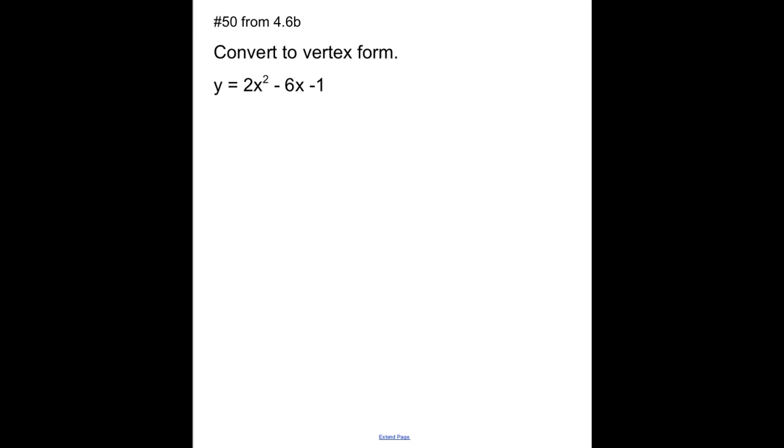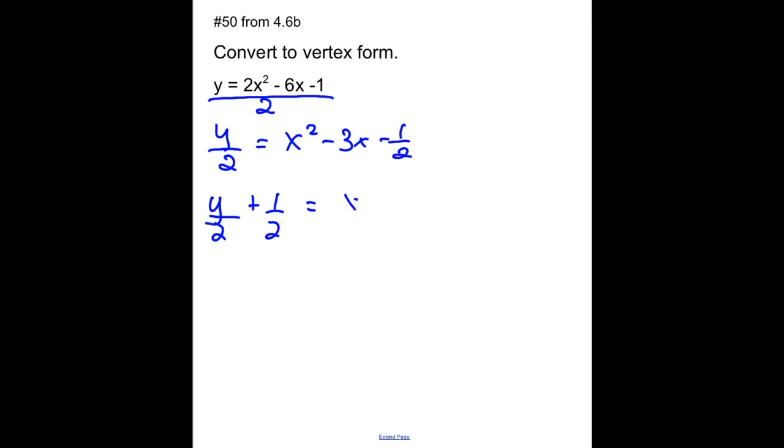Okay? So, first thing, let's say we're going to divide that 2 out. We end up with y divided by 2 equals x squared minus 3x minus 1/2. Okay? What would our next step have to be? Add the 1/2 over. All right. Then we need to complete the square, right? We need to find that missing term. So what should be here?